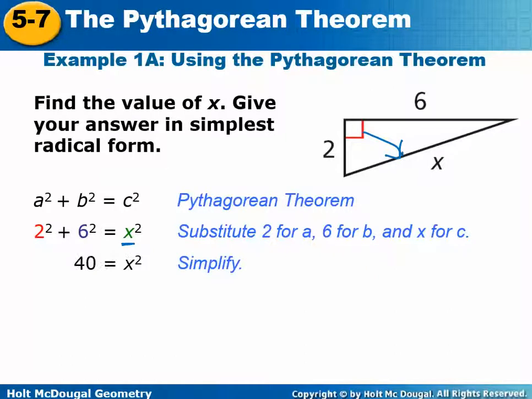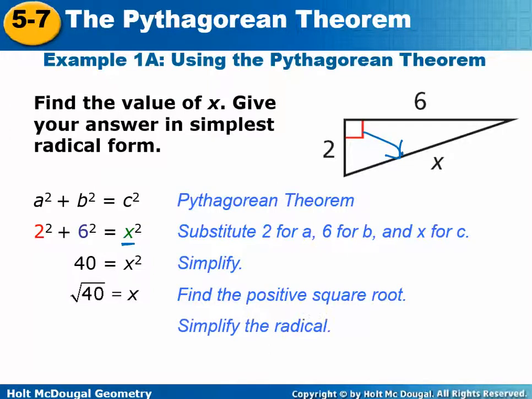So in this one we're going to take 4 plus 36, which is 40, equals x squared. We don't want x squared though. We want x, so we still have to take the square root of both sides. Now, you can take the square root on your calculator and get a decimal number, but the better way is to simplify your square root.